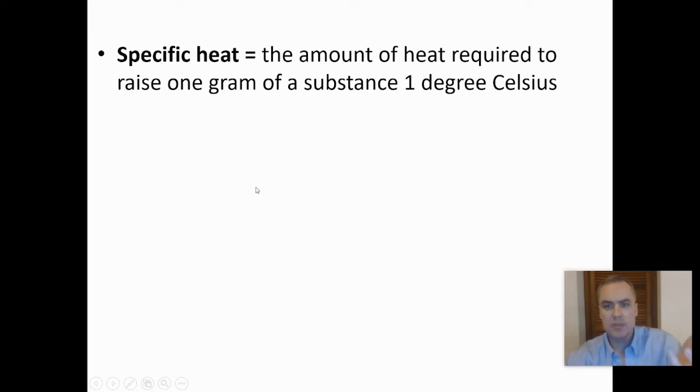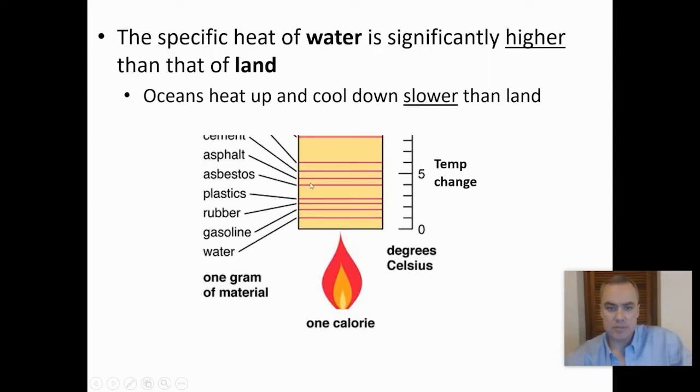So if it's water, how much heat do you need to raise that water 1 degree Celsius? In this diagram, you can see on the left, it gives different substances, and then the same amount of heat is being applied to all of them, 1 calorie of heat. And that calorie is generating a 1 degree difference in temperature in the water, whereas it's a 5 and 6 degree temperature difference for things like cement and asphalt. So the specific heat of water is higher than that of land, meaning it takes more heat to make water change temperature than it does land. So the land is going to heat up much faster and cool down much faster compared to water.